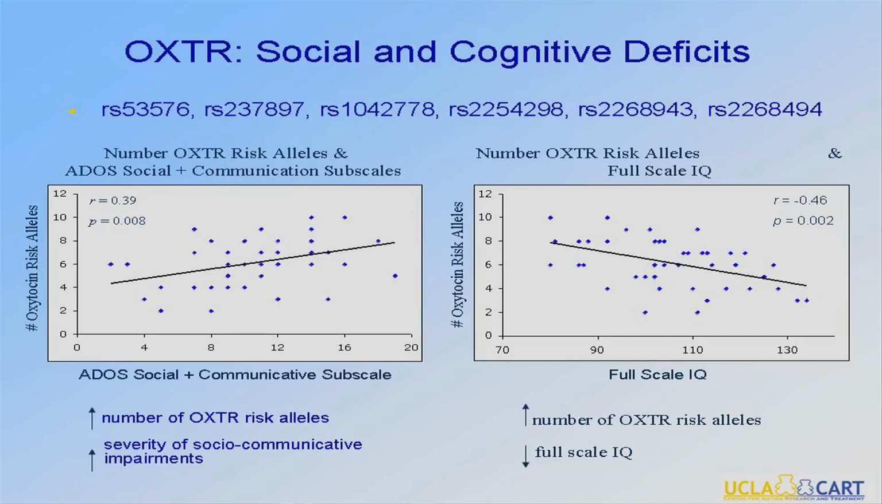And what she found was, so these are all the SNPs that she studied, what she found was that the more oxytocin risk genes a person had, the worse their social responsiveness was on the SRS. And the more of these risk alleles that a person had, the lower their IQ was. And this was true regardless of diagnosis.